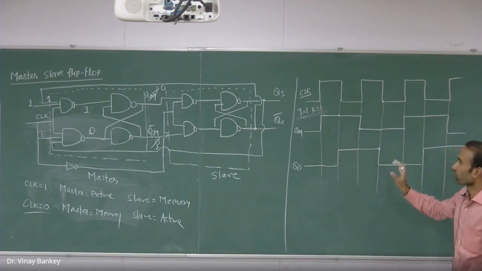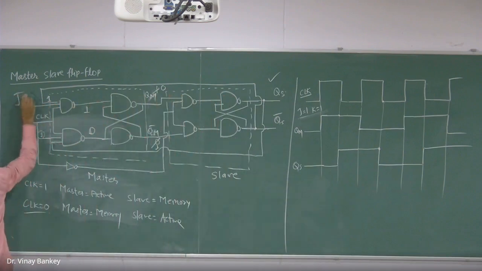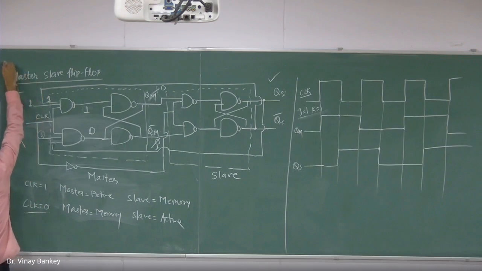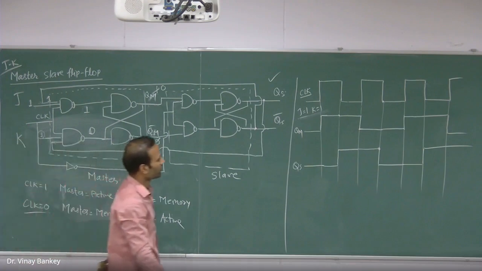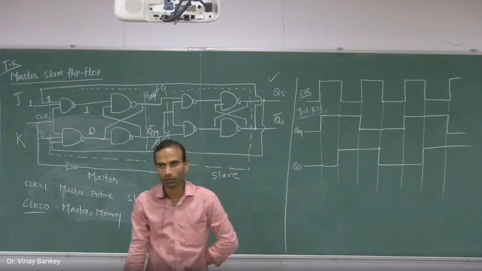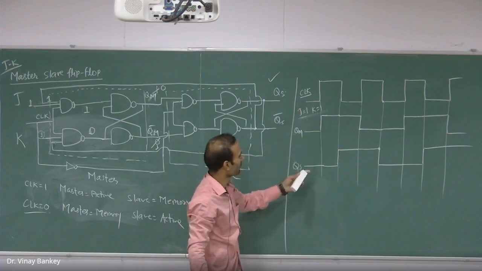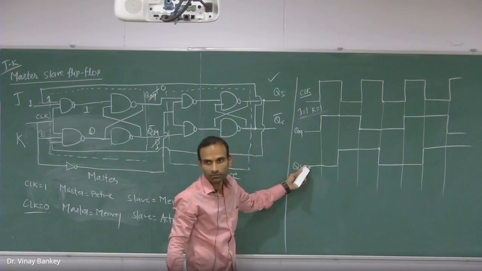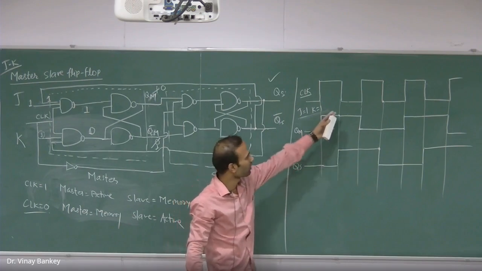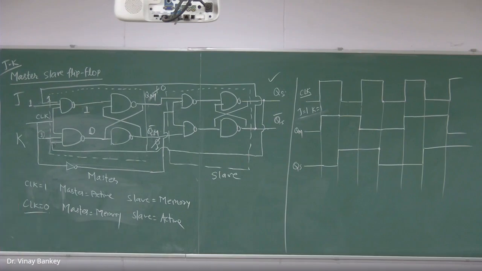Okay, and what we are interested in, this will be our final output. So we'll call this J and K. So this will become my JK master slave flip-flop, and the final output will be this. Whenever you apply this clock pulse, it will be working for only low level. The output you will get at the low level of this clock pulse. So we have seen here this master slave flip-flop.